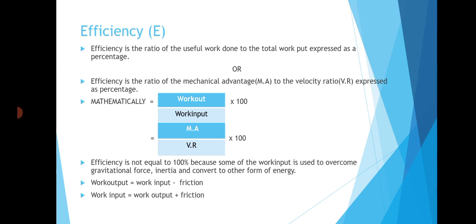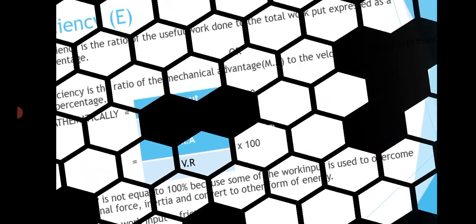How do we find the work output when the work input is being affected by friction? It is going to be work input minus friction. How do you also find the work input? We say work output plus friction. So wherever there is work output, it tells you that this is the time we need to add it to friction to get our work input. Let's take note of it. The next one.